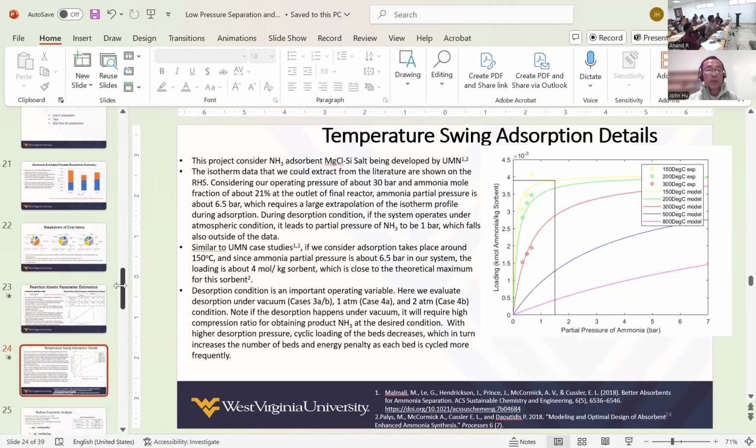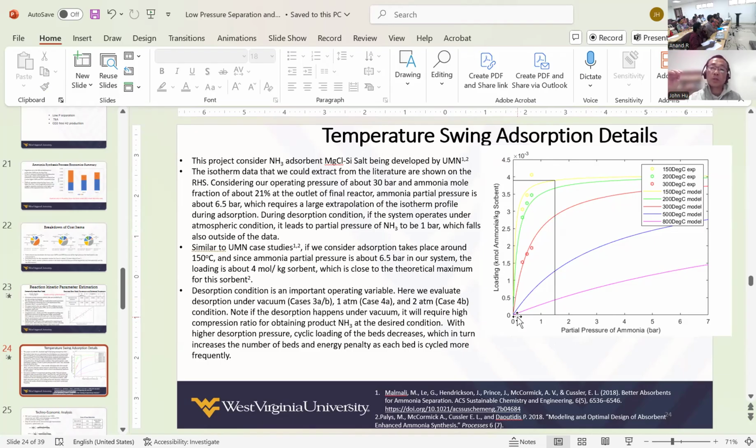Now remember in low pressure separation, we talked about using reactive adsorption, which is the magnesium chloride, and that data was obtained from University of Minnesota, and this is the curve we use for the separation. How do you read this curve? This is basically partial pressure of ammonia versus the loading of ammonia on the solid sorbent. Obviously, you can tell the higher the pressure, the higher the loading, all right?